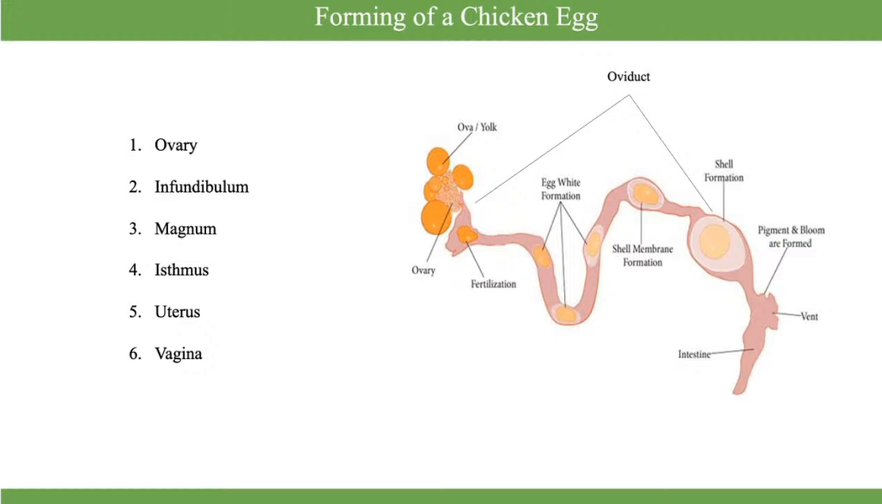Now this whole complete cycle usually requires a little more than 24 hours. And when one egg is laid, then after 30 minutes another yolk is released from the ovary and the process repeats itself. Then in the next 24 hours, another egg is laid.